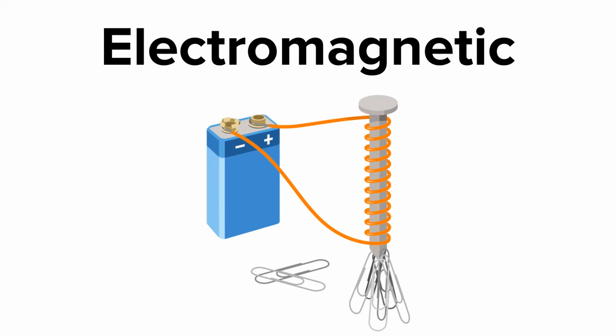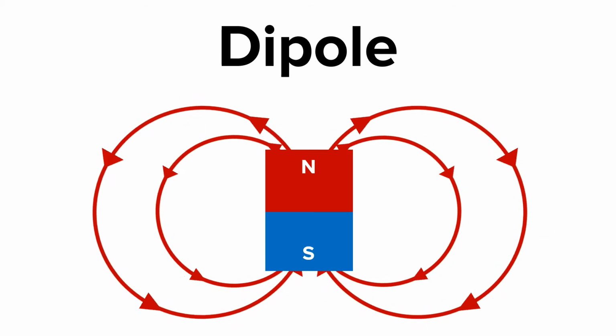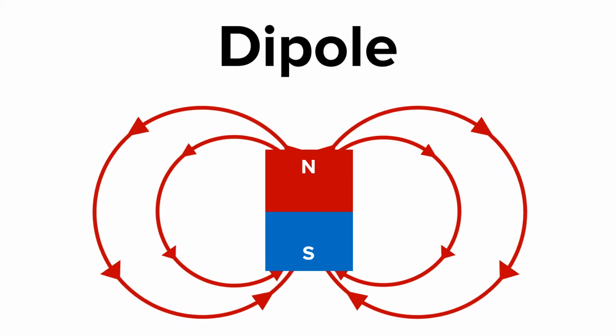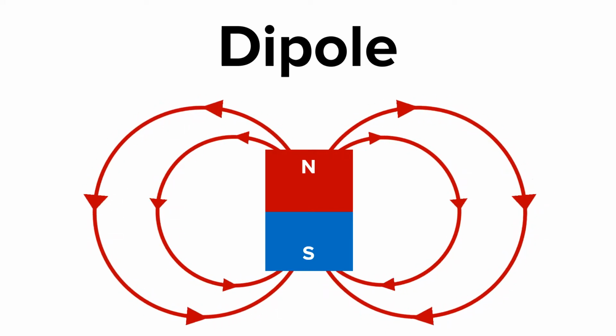The intensity of that magnetic field is proportional to the electrical current. Remember, we measure current in amps, so the higher the amps, the stronger the magnetic field. Magnets consist of two poles, a north pole and a south pole. We call this a dipole. Magnetic fields leave the north pole and magnetic fields enter the south pole.